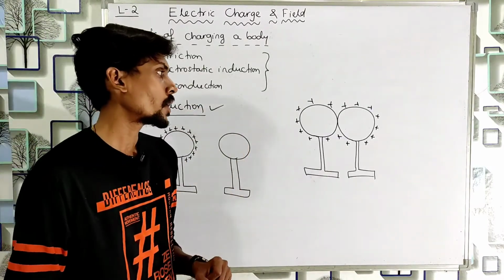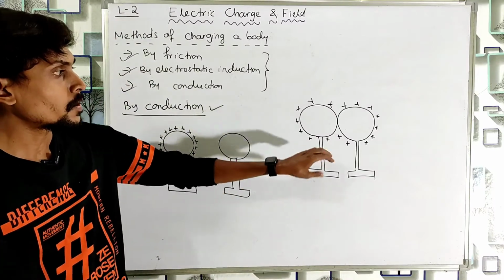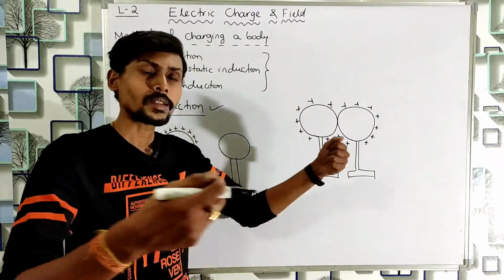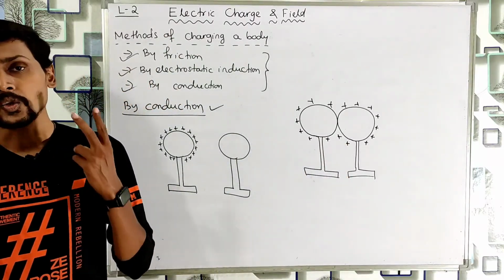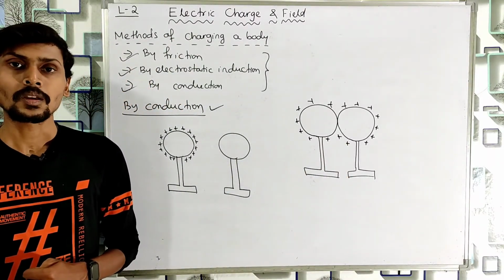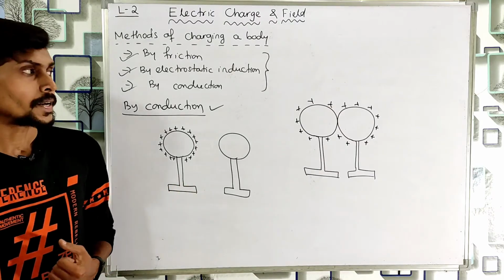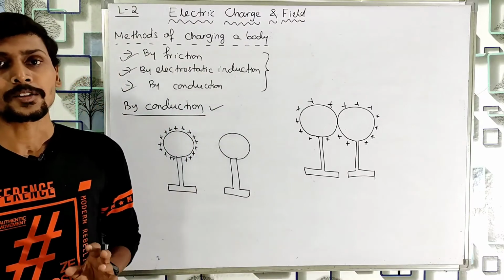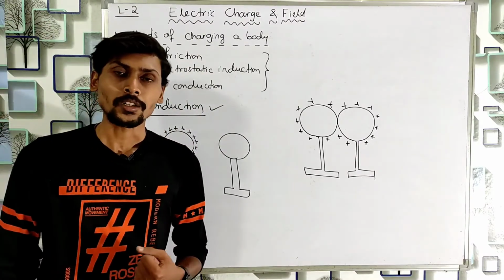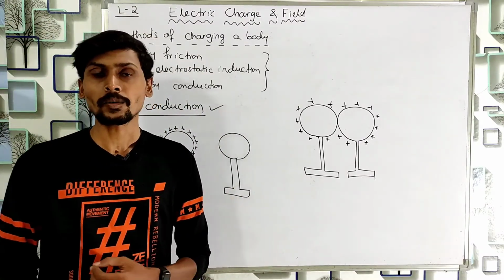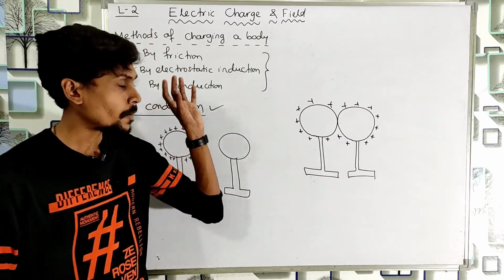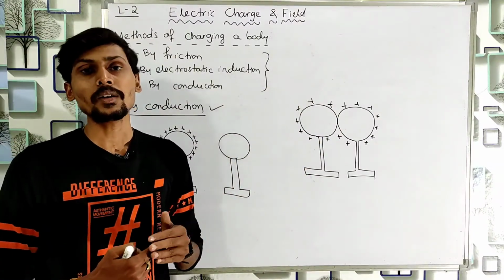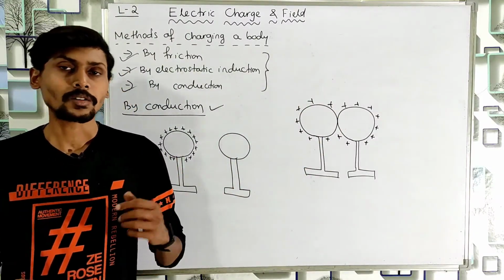So in this method what happens? Some charges are conducted from the first body to the second body. Now you again separate the two bodies, you will get two positively charged bodies. So this is a very easy method, and for the conduction of charge you need metals, because you know that in insulators charges cannot flow from one end to the other end. So you have to take two metallic bodies, so that the charges can be conducted from one body to the other body.